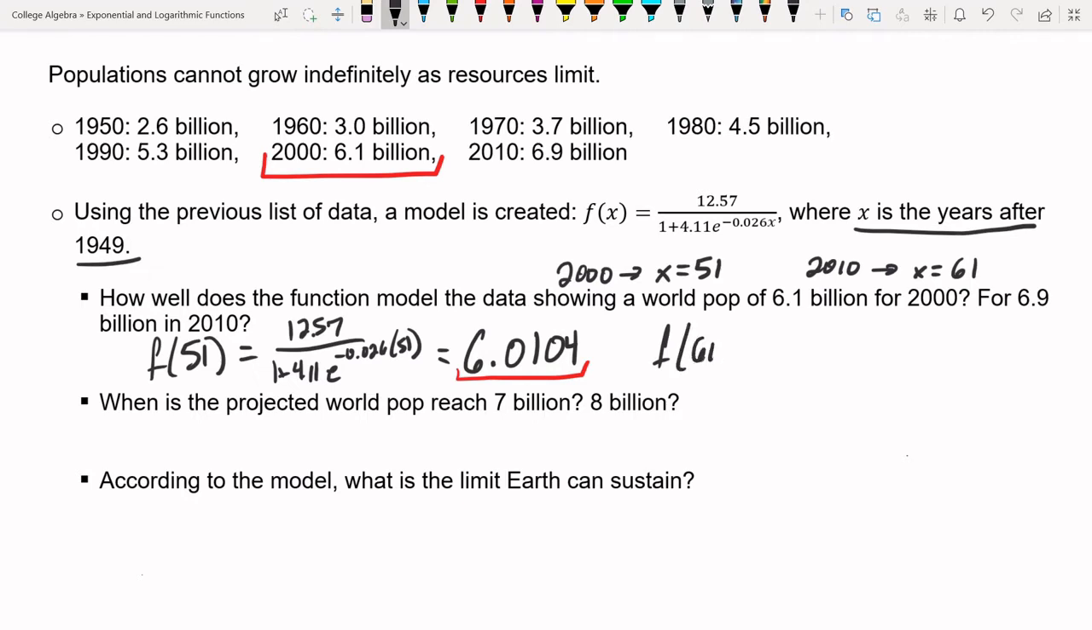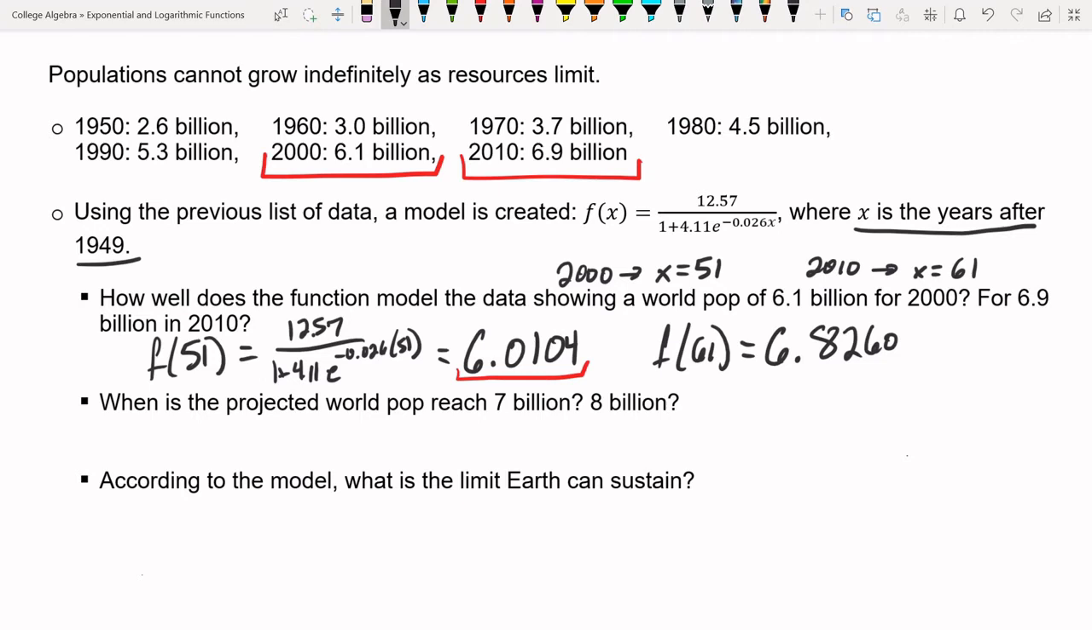Okay, the next one is plugging in 61. I'm going to use the same formula, except now I'm going to plug in 61. And that gives us 6.8260. That's the estimation around 4 decimal places. And so this one is 6.82, and that's actually closer to the 6.9 billion that it's supposed to be. So it has actually gotten a little more accurate as it went on. But these are pretty good estimations.